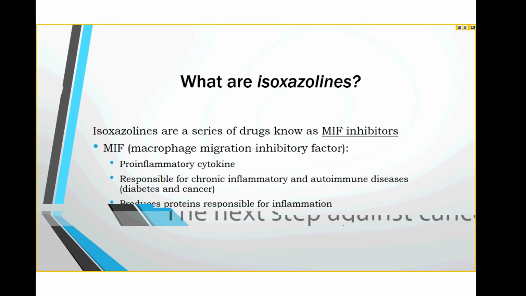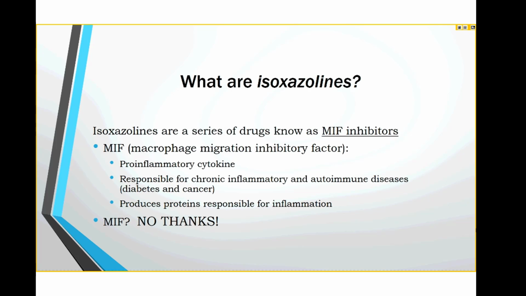So isoxazolines are a series of drugs known as MIF inhibitors, and MIF, or macrophage migration inhibitory factor, is a pro-inflammatory cytokine, so it causes inflammation in the body. And the way it does that is it produces these proteins that go out to the different sites in the body, and those are the sites where inflammation arises. So MIF is not a good thing, and that's how isoxazoline stops it.